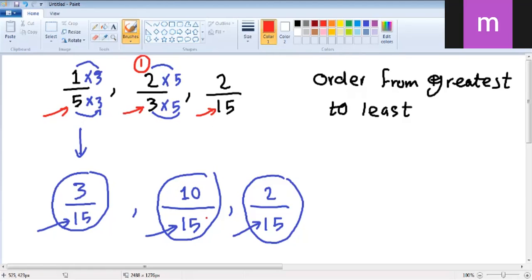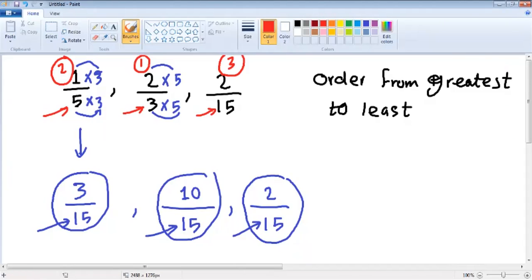What is after that? 3 over 15. And that means 1 over 5 is number 2. And of course, this one is number 3. You got it? Yes. Okay, that's great. Thank you. Abdullah?